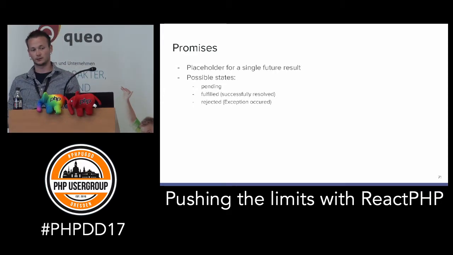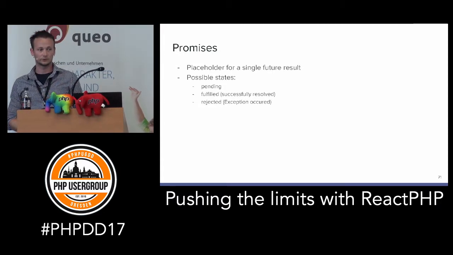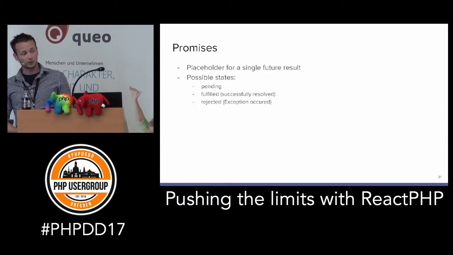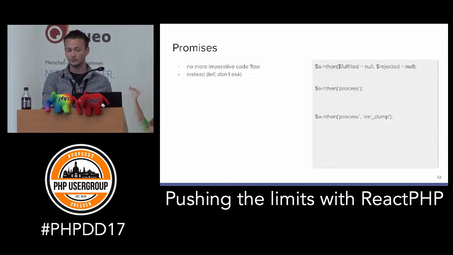Whenever you start an operation, you get back a placeholder that can be used to get a notification when it's done. And this placeholder can have 3 states. It's either pending, so the operation is still going on, or you get a notification when it's fulfilled, you have a successful result, or you get a rejection when an exception happens. This operation is not going to be fulfilled because of an error.